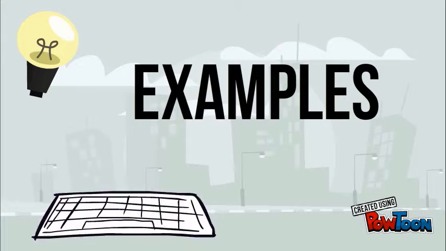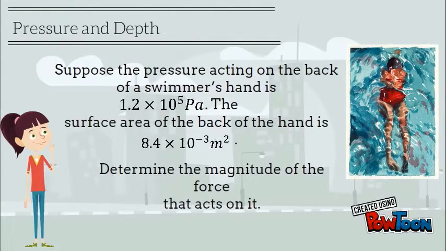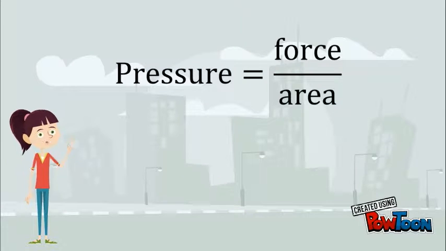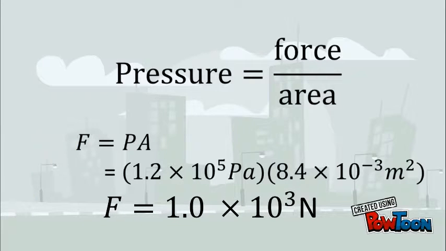Let's compare our first three lessons with the following examples. Suppose the pressure acting on the back of a swimmer's hand is 1.2 times 10 to the 5th Pascal, and the surface area of the back of the hand is 8.4 times 10 to the -3. Determine the magnitude of the force that acts on it. Using our formula for pressure, force over area, force can be calculated by multiplying the given pressure by the area. Substituting the values, the force is equal to 1.0 times 10 to the 3rd newtons.